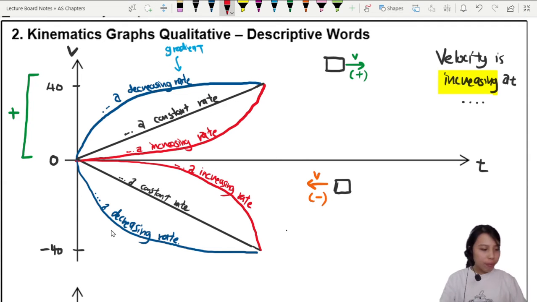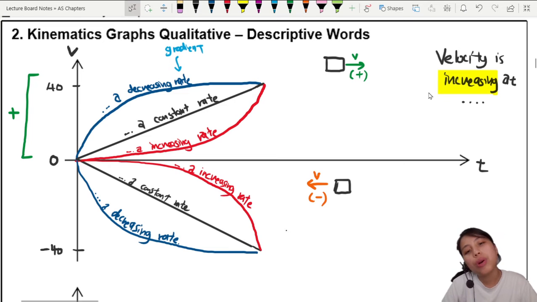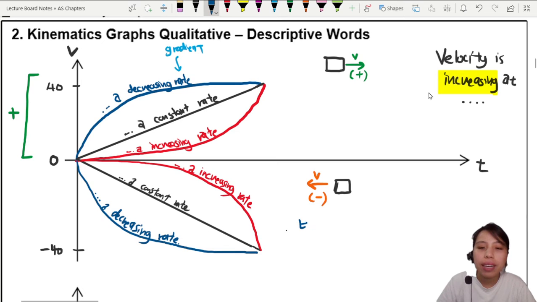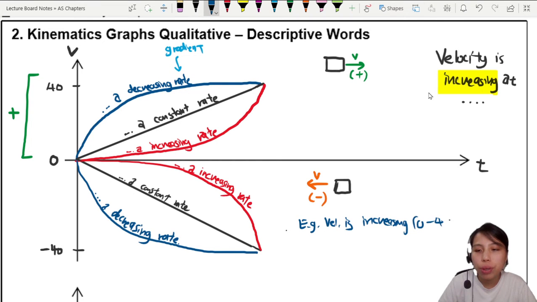All right. Now, if there's a negative sign, I will also mention it. So the full sentence is, if I want to say for the blue color one, for example, I will say velocity is increasing from 0 to 40 meters per second, then I talk about the gradient. Is it constant or is it changing? Oh, changing. Okay, so I say at a decreasing rate.